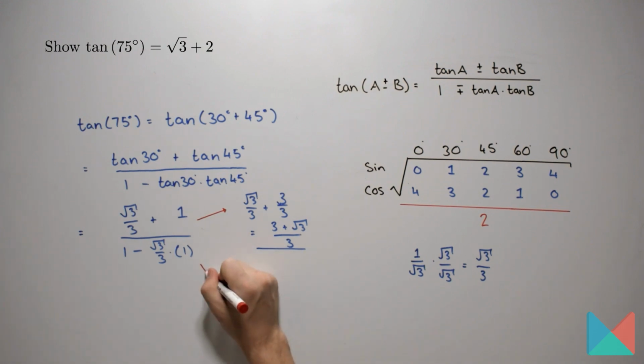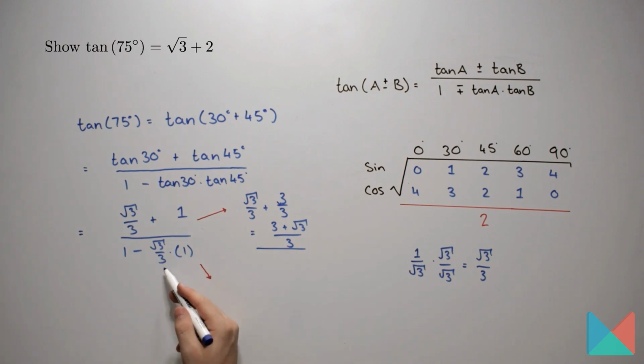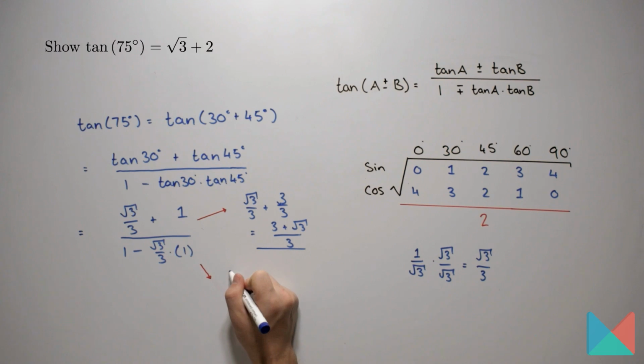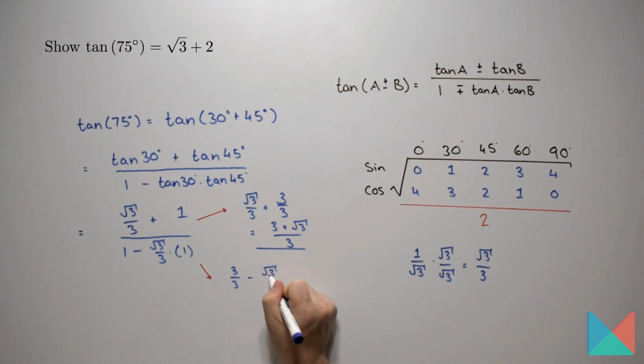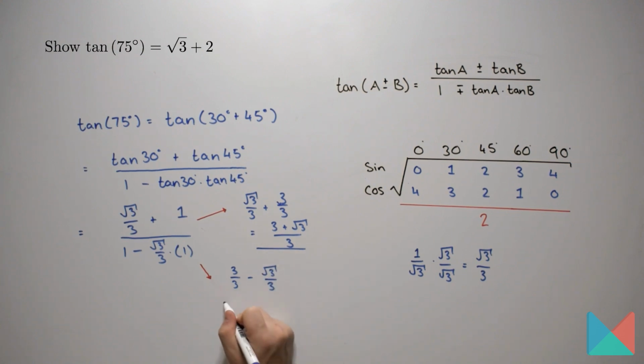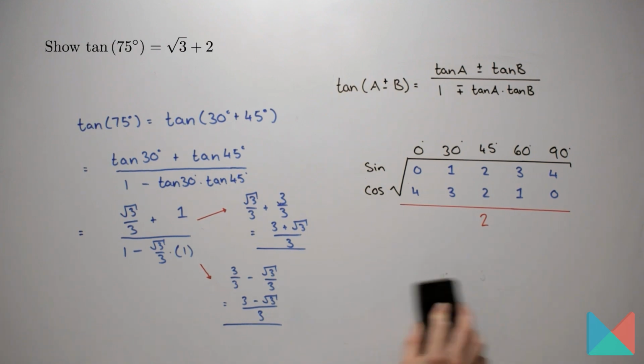And now considering the bottom of our fraction, we have 1 take root 3 on 3 times 1, which is just going to be 1 take root 3 on 3. And we're going to change the 1 to 3 on 3, take root 3 on 3. And this equals 3 take the square root of 3 divided by 3. And so the bottom of our fraction simplifies into this expression here. And now let's rub out this right-hand side to leave some room to finish off this problem.